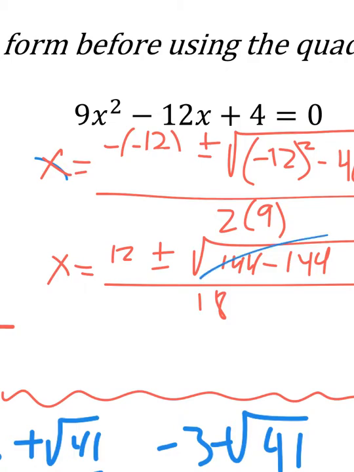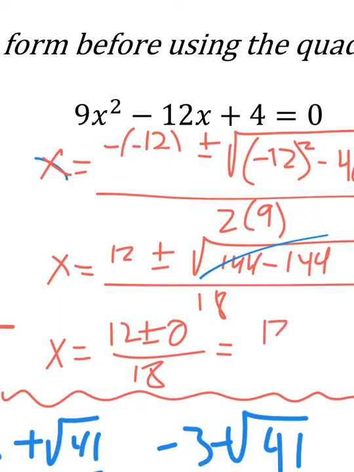Okay. So x equals 12 plus or minus 0. Well, what's 12 plus 0? 12. 12 minus 0? 12. Only 12. So it's 12 over 18. And 6 goes into both of those. 2/3. So we only get one answer.